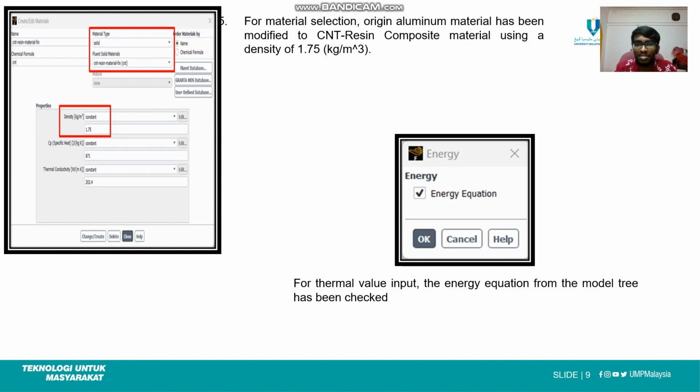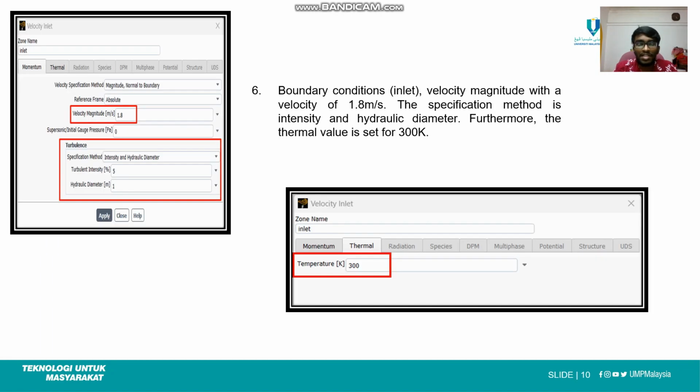And then for the energy equation, we need to check the energy equation to enable the thermal value input option. The next step is to set up the boundary condition, which is the inlet. The velocity magnitude, as I mentioned earlier, is 1.8, so we input that there, and then the thermal value is set to 300 K, which is the 27 Celsius converted to 300 Kelvin.